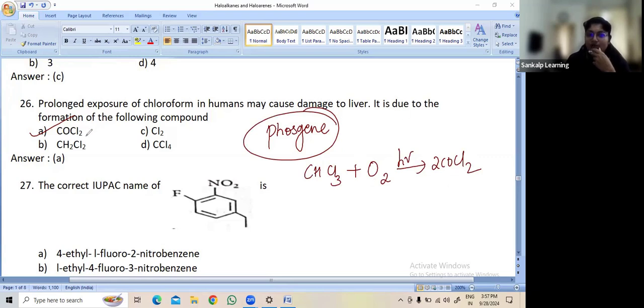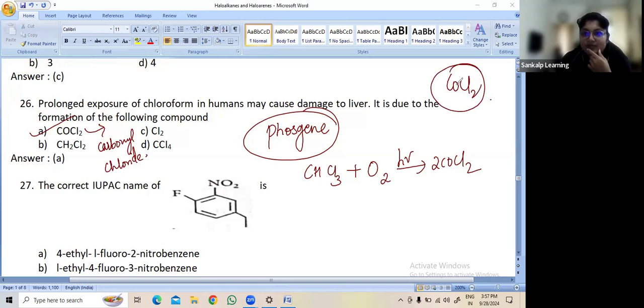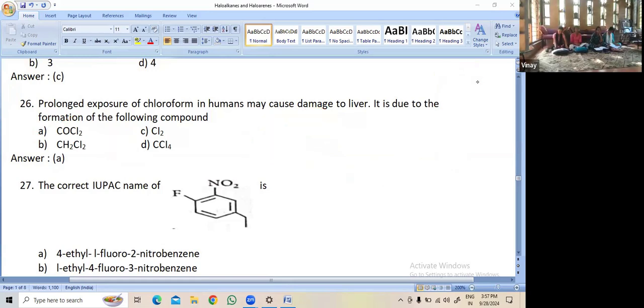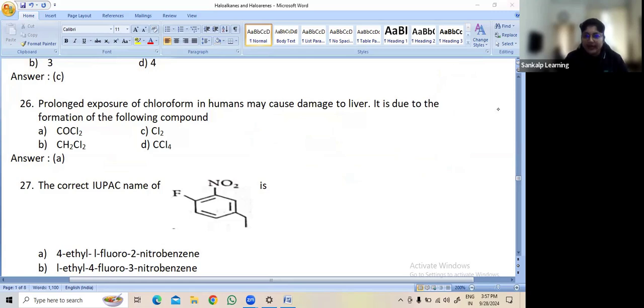This is also called carbonyl chloride. Very important: remember the formula for phosgene. It is called carbonyl chloride, that is COCl2. COCl2 is phosgene or carbonyl chloride. Is it clear? Yes, ma'am. All the questions are clear? Yes, ma'am. So please try to solve many more questions from this chapter.